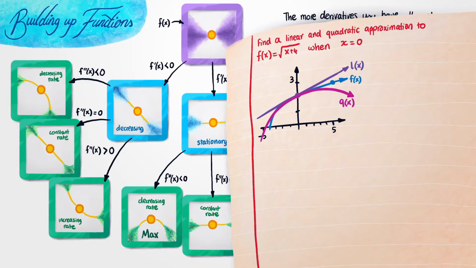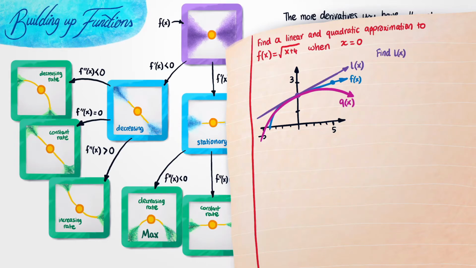Okay, so I've labeled all of our functions. So f of x is our original function, L of x is the linear approximation at 0, and Q of x is the quadratic approximation at 0. As you can see, the quadratic approximation is going to hug our function for a little bit longer than our line should. Let's begin by finding the equation of our line, because we already know that the line of best fit is just the tangent line.